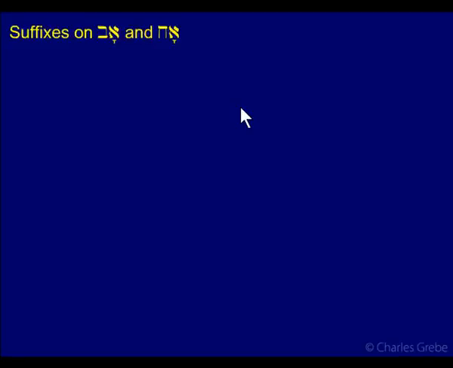Suffixes on Av and Ach. Now this is probably the most complicated module, the most difficult module in this section, but I'll walk through it carefully, and if you remember a couple of things, it's really not too difficult at all. But this is also the module where I'll point out the paradigm that I think you should memorize, the only one in this chapter. But once you see what the patterns are, it won't be too difficult.